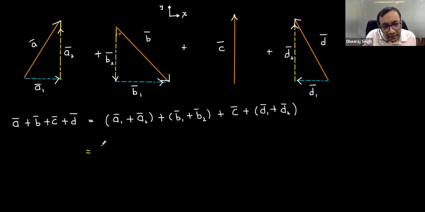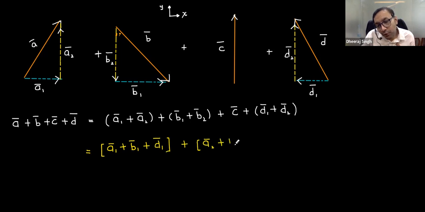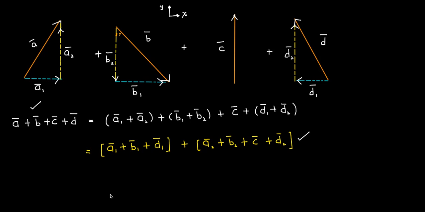All right. So this is written as A1 plus B1, I'm just rearranging things, plus D1, plus A2, B2, plus C, plus D2. I can do this. Now tell me, adding vectors like this is easy or adding like that is easy? Which one is easier, left hand side or right hand side?